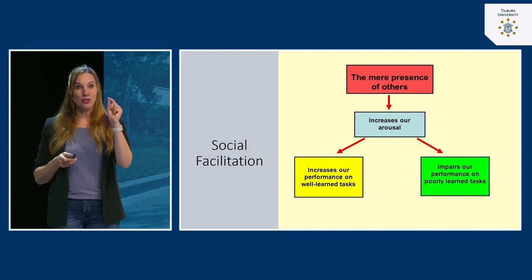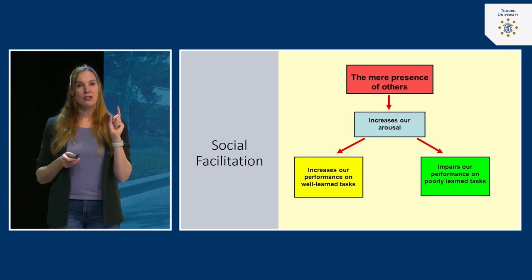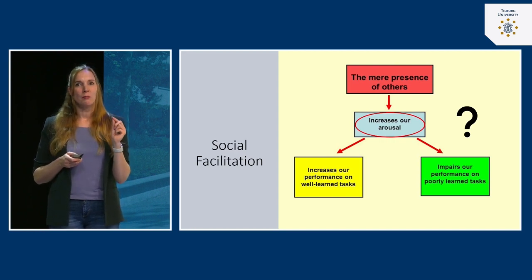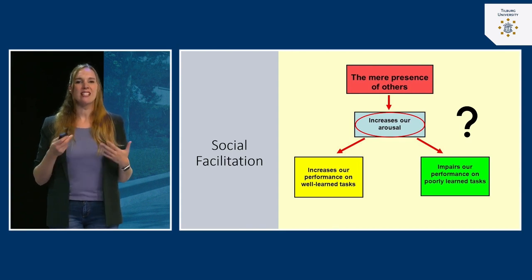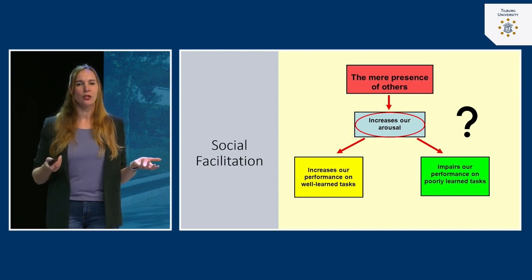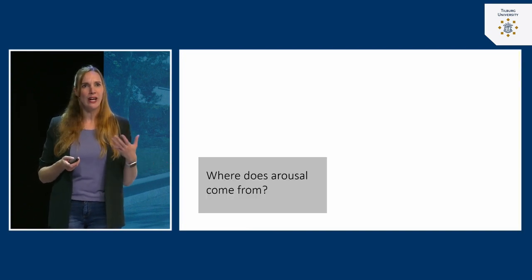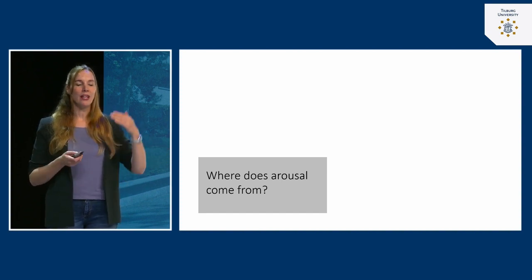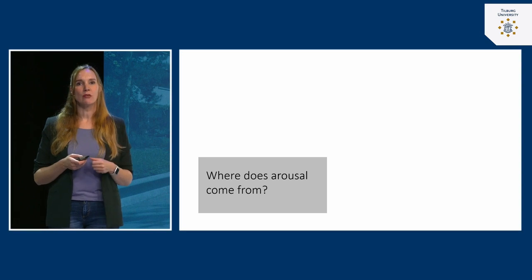But before we zoom into the difficulty, let me point your attention to this part of the model. It increases our arousal. Basically, the presence of others leads us to feel excited, a bit nervous. But why is that? Why do we feel nervous when others are around us? Where does this arousal come from? There are various theories on that. So let me now just continue talking about humans instead of cockroaches.